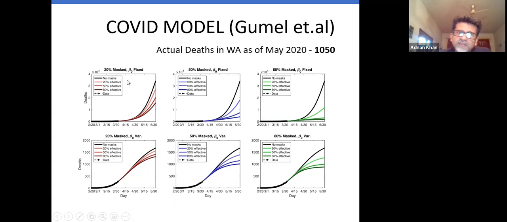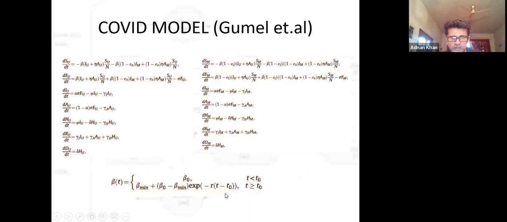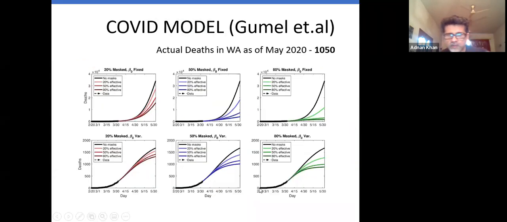Let's look at this, the worst case scenario. This is the best case scenario, that 80% of the people were masked, the masks were 80% effective, and there was lots of social distancing. So beta was variable, right? So social distancing was in play, and the number of deaths, sorry, would be around 1,000 by May 30th. This was the projection. They made a month and a half long projection. Well, yeah, sort of.